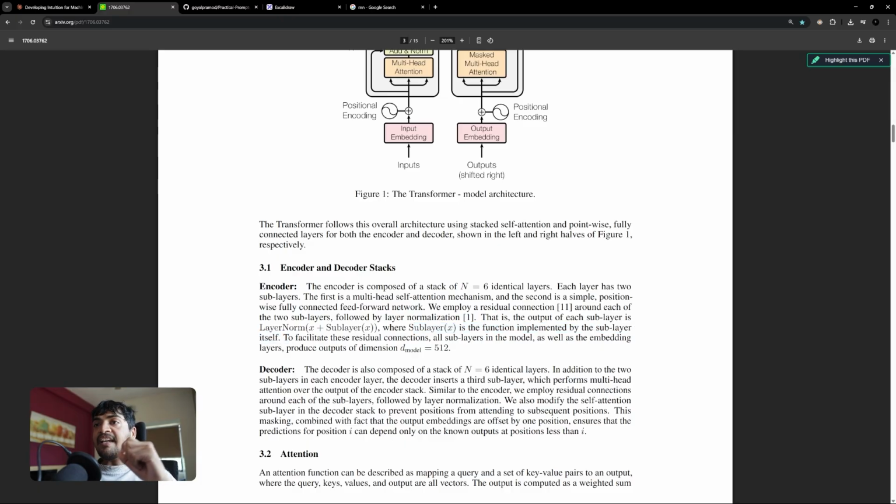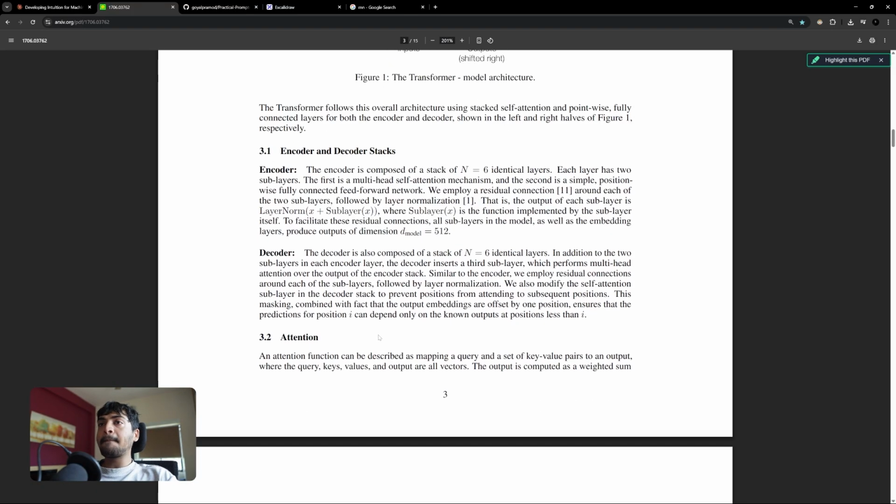To facilitate these residual connections, all sublayers in the model as well as embeddings layer produce outputs of dimension d_model equal to 512. So as I mentioned, x is a vector. Now the length of the vector is fixed, 512. So that is the dimension of the model. And that is what they are trying to say.